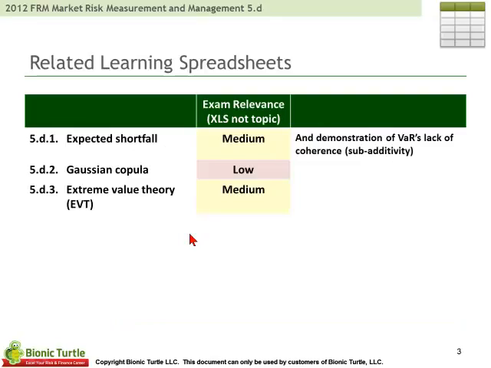Let's go ahead and get started, although briefly I do have some learning spreadsheets as usual associated with these readings. 5D 1, 2, and 3, which are expected shortfall, Gaussian copula, and illustrations of the extreme value theory examples. Again this year, I've decided not to tag any of them as highly relevant from an exam perspective. As you probably know, that means you won't be missing anything if you don't look at the spreadsheets. If you're interested in a more concrete understanding, I might save that for later if time is short.